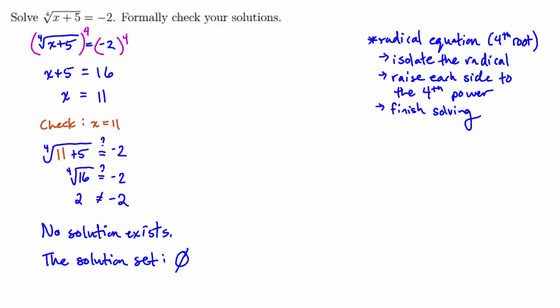So one other thing to note, if we went back to that very first equation, the fourth root of x plus 5 equal to -2, we may have by inspection just known that since we're taking the fourth root of a number, it has to be positive and it won't equal -2.